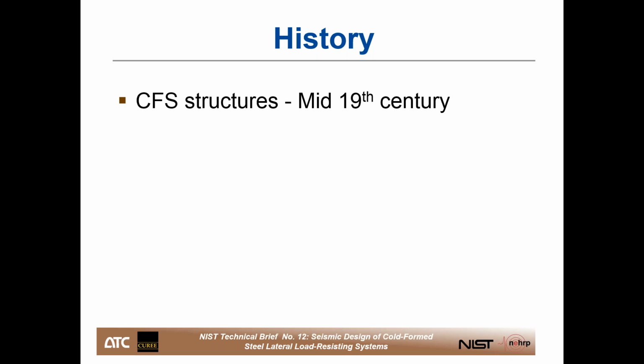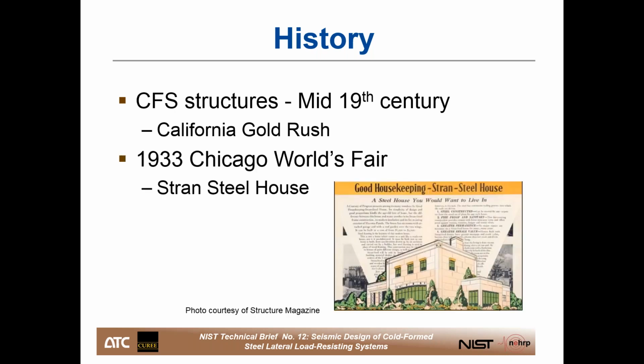And with regard to history, so cold form steel structures, particularly in seismic design, have come more mainstream in recent years, but the use of cold form steel for building construction has been around since at least the 1850s in both the US and England. During the California gold rush, CFS houses were advertised as being cheaper than wood and fireproof and could be built in a day. And in fact, the 1933 Chicago World's Fair featured a steel framed house called the Strand Steel House.